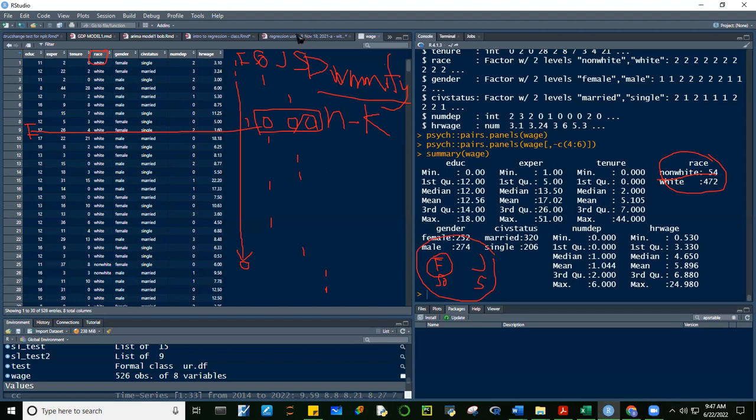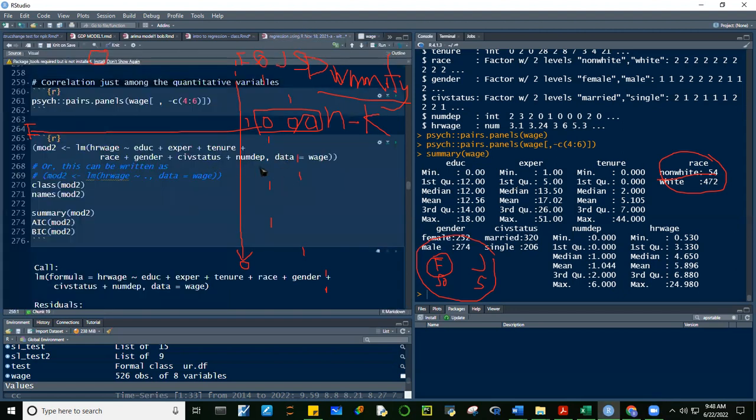Stop. Okay, di ba yung model natin to? Ito, di ba? Ayan o. LM, hourly wage, education, experience, tenure, etc. plus number of dependents. And then magma-minus 1 tayo dito. Minus 1. Ibig sabihin ng minus 1, guys, do not include the intercept.